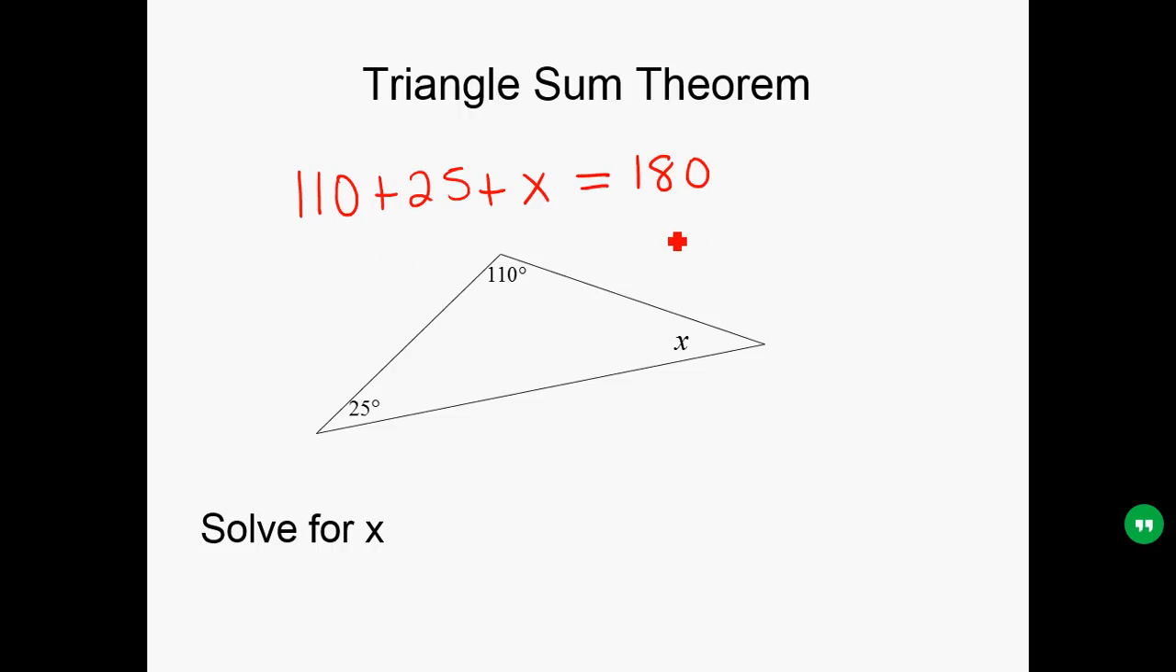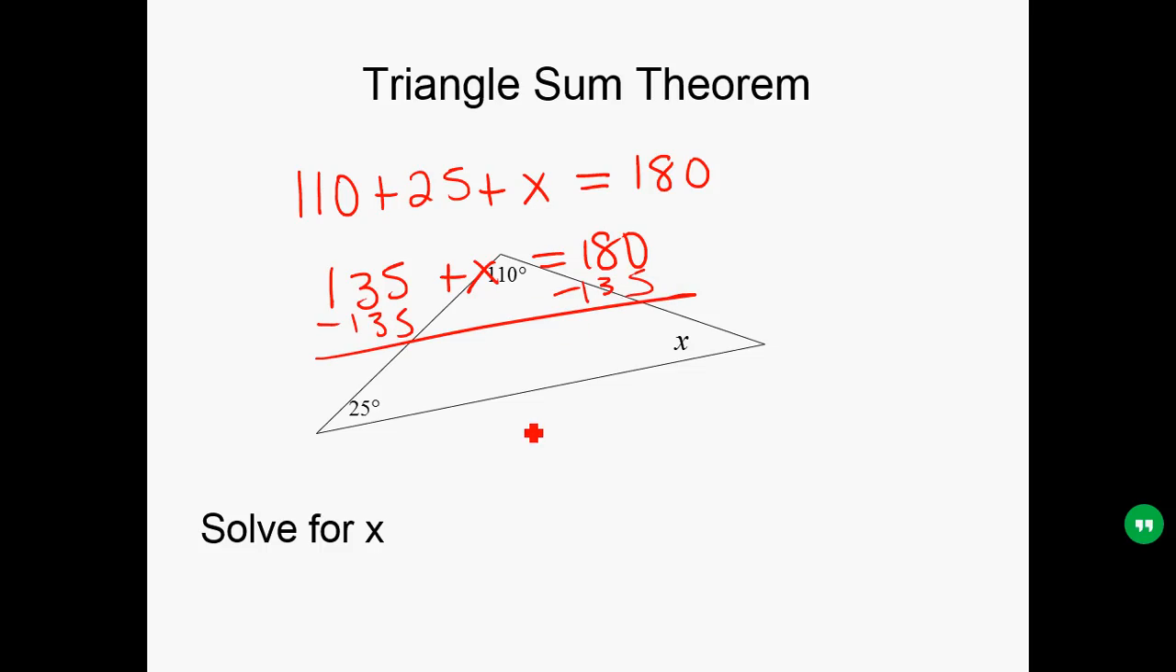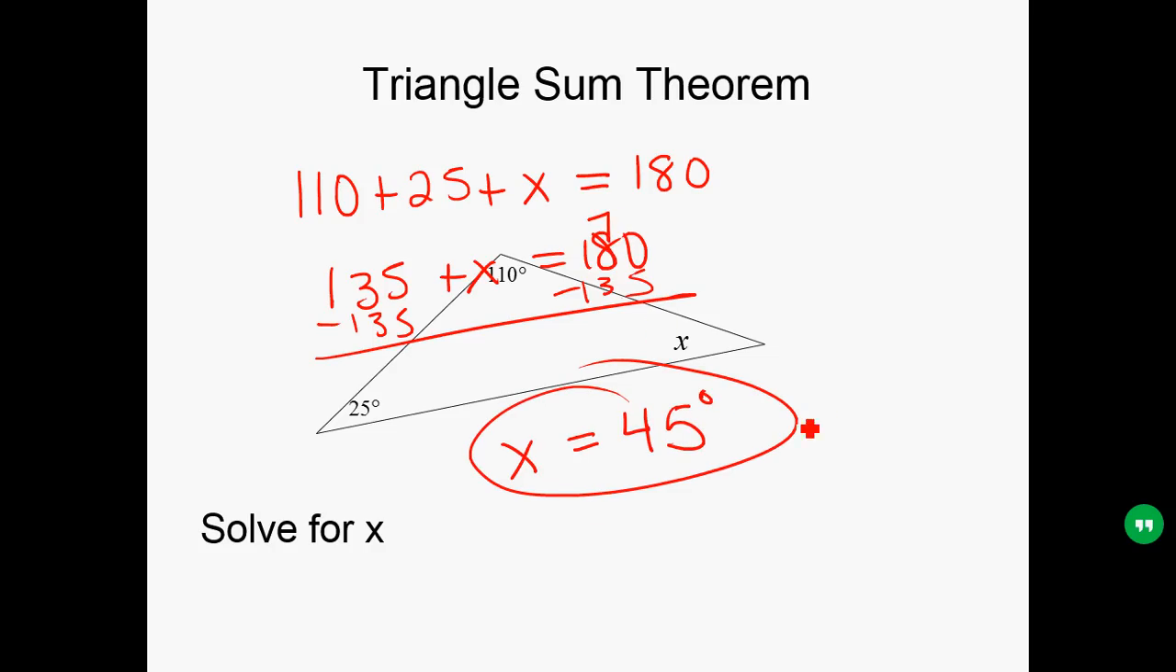So now once I have this equation set up, I can go through and simplify and solve it. So 110 plus 25 would give me 135 plus x equals 180. Subtract the 135 from both sides, and we find out that x is equal to 45 degrees. So x is 45 degrees.